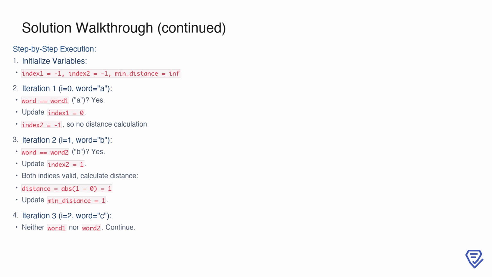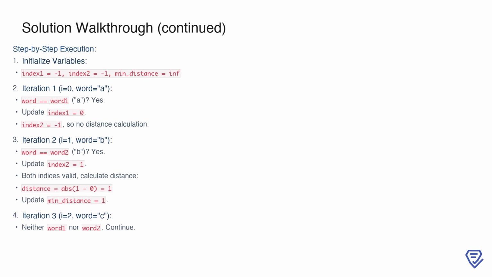Since index 2 hasn't been updated yet, we can't calculate the distance. At index 1, the word is B, so we update index 2 to 1. Now that both indices are valid, we calculate the distance as abs(1 - 0), which equals 1. This becomes our new min_distance.